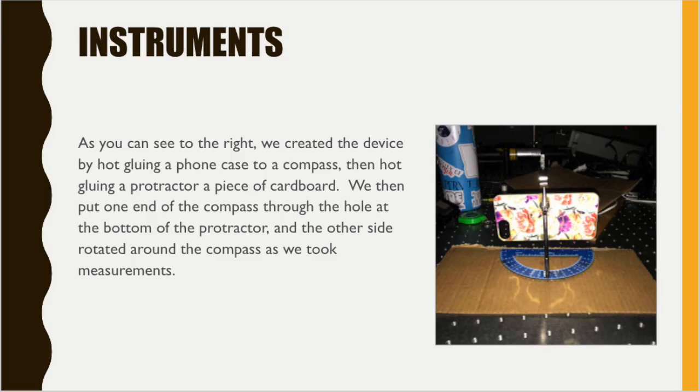So to perform this experiment, we had to create the device you can see in the picture on the right. We hot glued a phone case to a compass, and then we hot glued a protractor to a piece of cardboard. And we put one end of the compass through the hole at the bottom of the protractor and the other side on the rounded edge with the degrees so that we could rotate it around those degrees so that we could measure the light at varying angles.